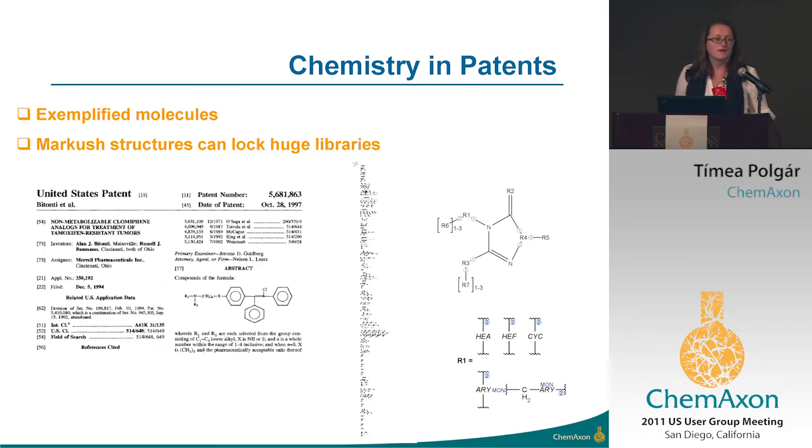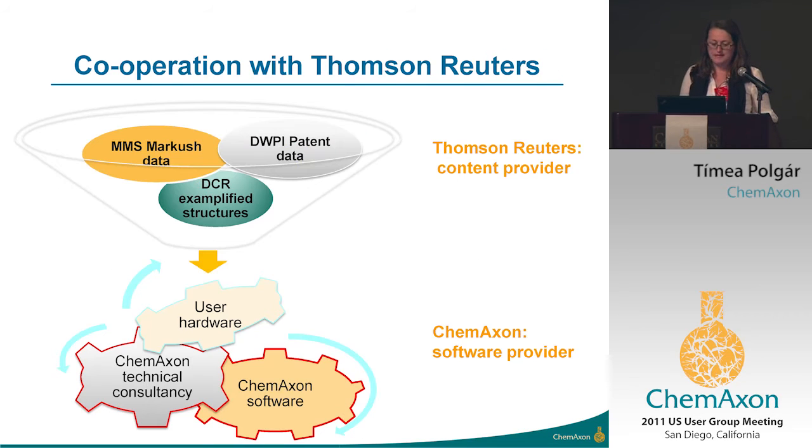So what kind of chemistry can we find in patents? I think all of you know the answer, but just have a look at this Markush structure. It's not easy to understand by sight. It can be very complex.